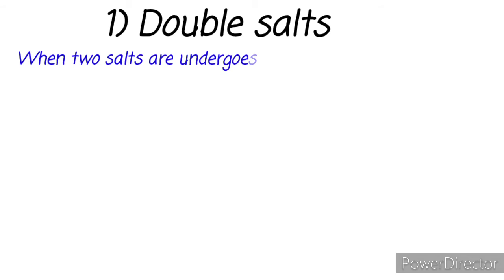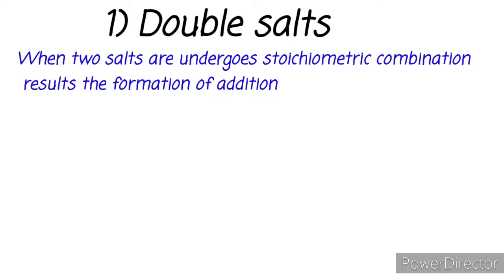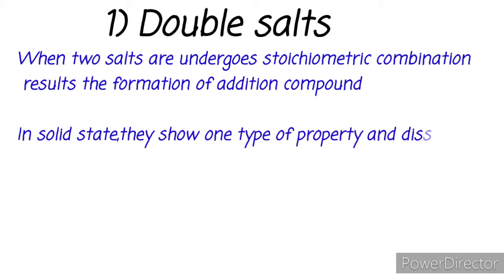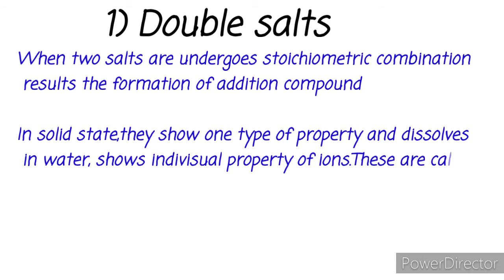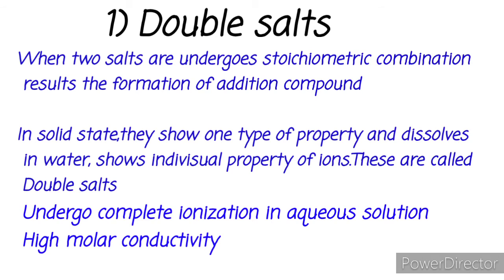Let's see the first one, double salt. When two salts undergo stoichiometric combination to form addition compounds, and these addition compounds show one property in solid state and show different properties in aqueous solution, they are called double salts. And these double salts undergo complete ionization in aqueous solution and have high molar conductivity.